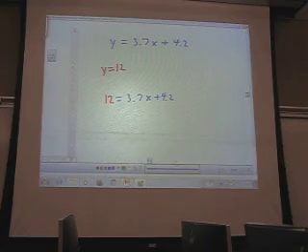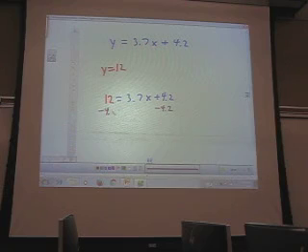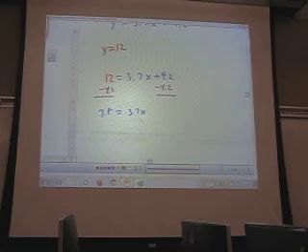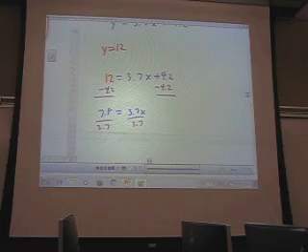And then what's the first thing I'm going to do? Subtract 4.2 from both sides. And I'm going to get 7.8 equals 3.7x. And then how do I solve for x? Divide by 3.7 on both sides. And you will get x equals 2 point something.